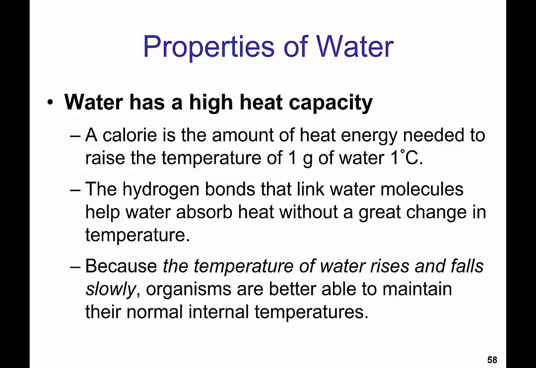As we were looking at, hydrogen bonds form between partially negative oxygen and partially positive hydrogen, and they were weak individually but strong collectively. Here is one of the ways that that strength in numbers works to their advantage. So, the practical application of water having a high heat capacity is that the temperature of water rises and falls slowly. And with much of our bodies being composed of water, organisms such as ourselves are better able to maintain their normal internal temperatures. Being composed mostly of water is a great passive way to help maintain homeostasis.